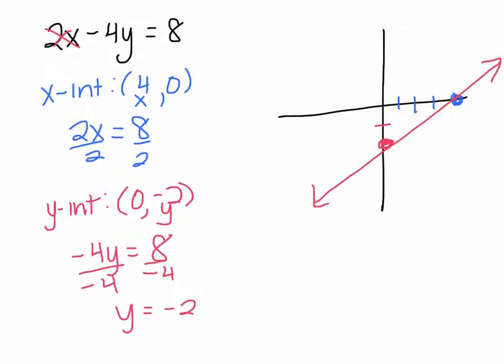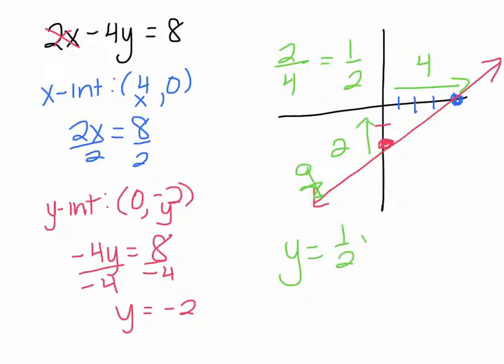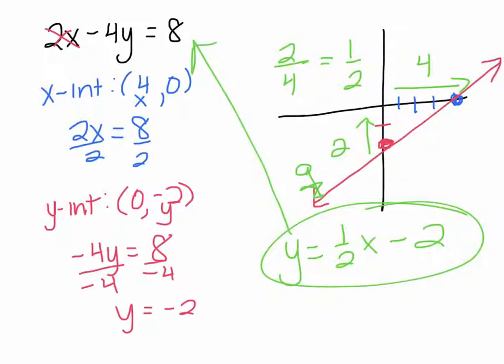If it asks for slope-intercept form, we can just do that for practice. I go up 2, and I go to the right 4, which is 1/2. So my slope, and I can draw my stick figure, he's walking up, is y equals 1/2 x, and my y-intercept is negative 2. So this equation and that equation are the same thing.